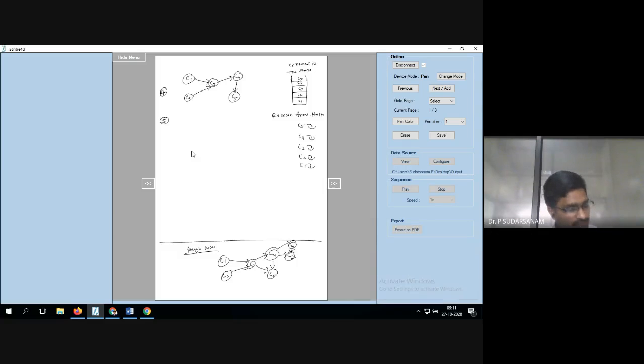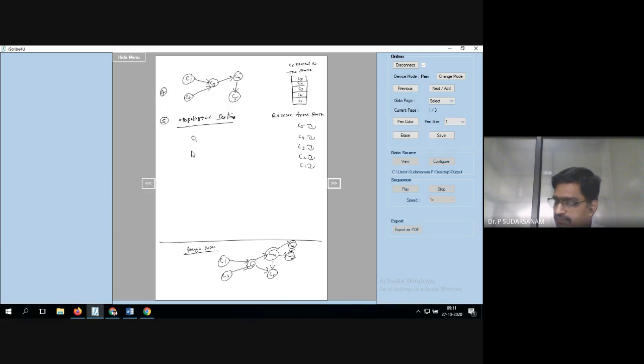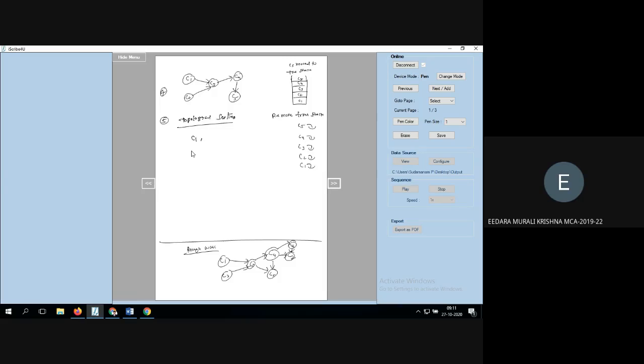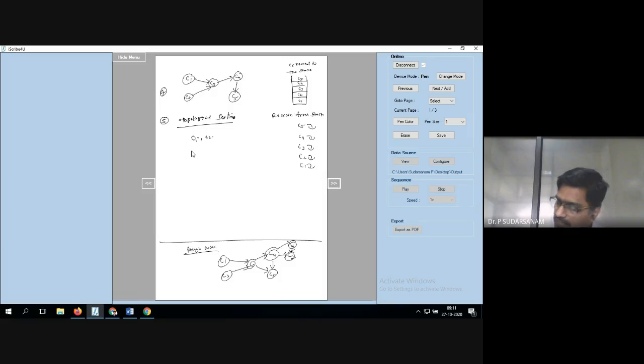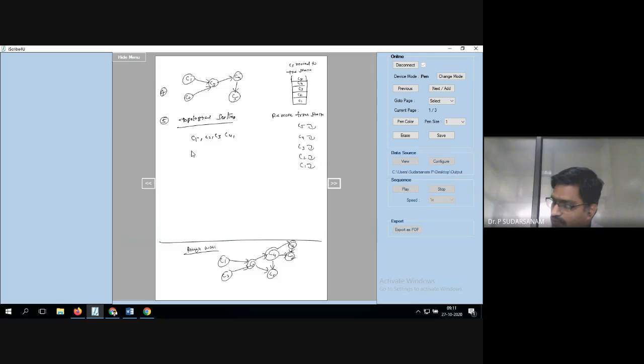Now, what is the order in this case? C1, C2, C3, C4, C5. Topological sorting: C1. Next one, C2. C1, comma, C2. Next one, C3, C4, C5. This is over. Now, the other one.